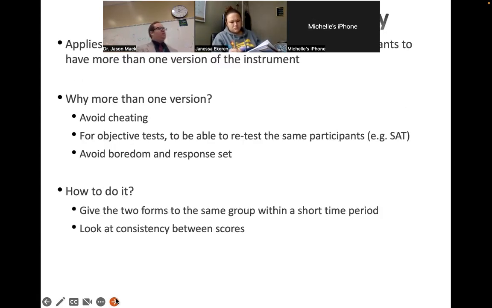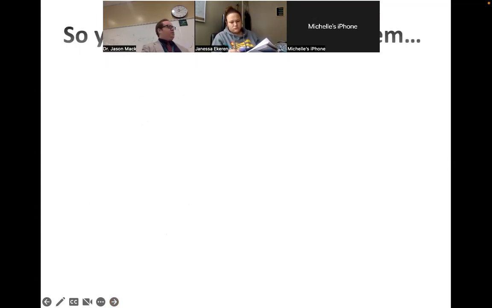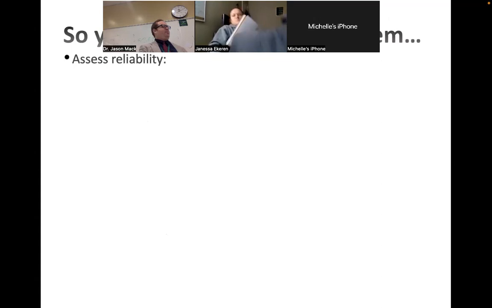Alternate forms applies to standardized tests where the researcher wants to have more than one version of the instrument. Why? Well, you can avoid cheating. For objective tests, you can retest the same participants and avoid boredom and response set. That's why you get different tests, exam one. How to do it: give the two forms to the same group within a short time period, and look for consistency between scores. Otherwise, you have a reliability problem.